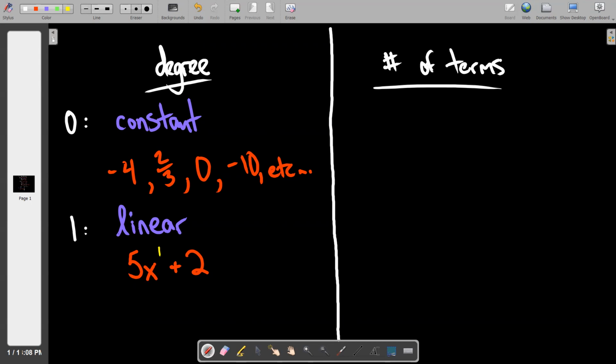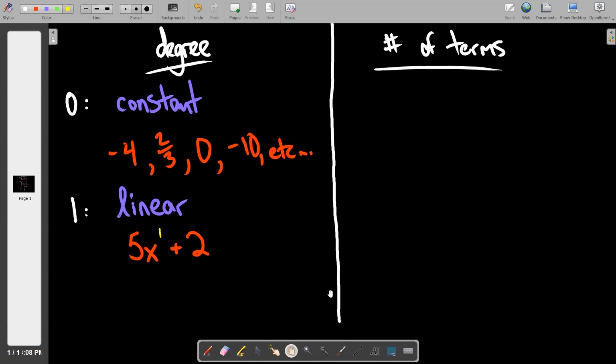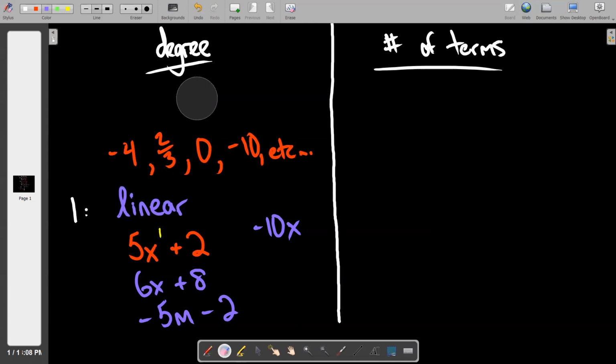Could you give me another example of a linear polynomial? Sure, I'll take it. 6x plus 8. How about this one? How about negative 5m minus 2? How about this one? Negative 10x. We could do this all day. At the end of the day, if you give me something that has a variable with no visible exponent, it is a linear polynomial. Got it? So far we have 0 is constant, 1 is linear, and I'm going to erase a bunch of stuff now.